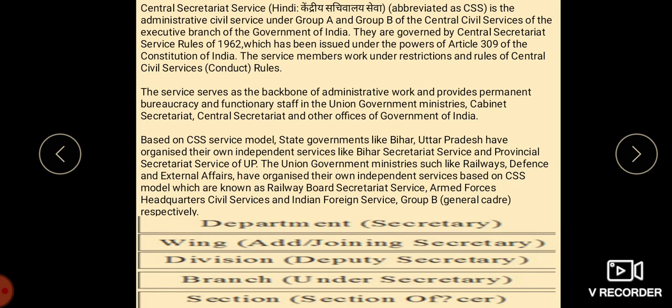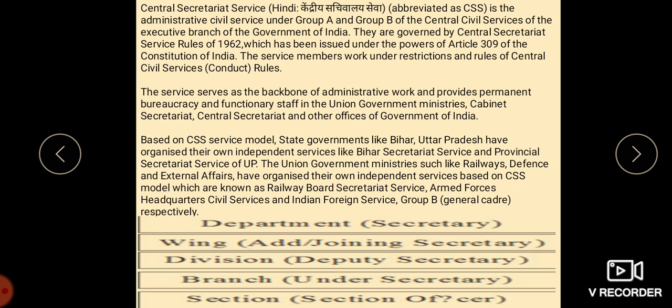We were in chapter 2, Public Administration. In the last class we studied the Union Public Service Commission and the Karnataka Public Service Commission. Today we will move on to the Secretariat at the center and the state. Central Secretariat means Kendriya Sachivalaya.